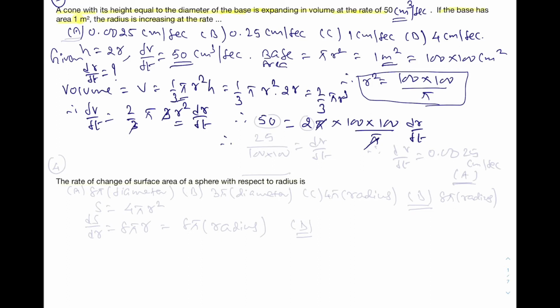So now it is nothing but this 2 and 50. So we write 25 over 100 into 100. That is dr/dt, and therefore dr/dt equals 0.0025 centimeter per second. So the option is 0.0025, so option A is there. Okay. Next, let us take question 4.